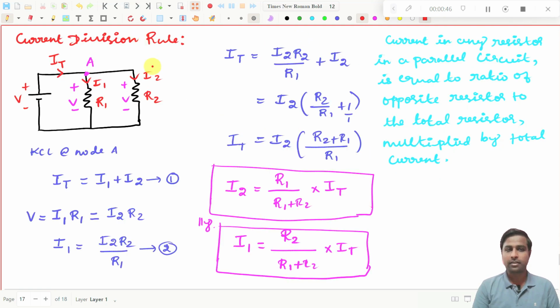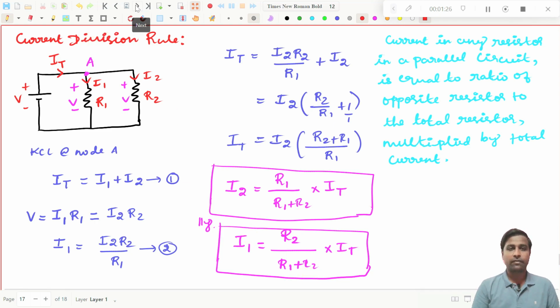Next, the current division rule, a little bit different from the voltage division rule. If you want to find the current in a parallel circuit, that means a parallelly connected resistor circuit, then the current through this resistor will be equal to the total current multiplied by the opposite resistor. For I1, the total current IT is multiplied by the opposite resistor R2 divided by the total resistance R1 plus R2. This is what we have seen in the last class.